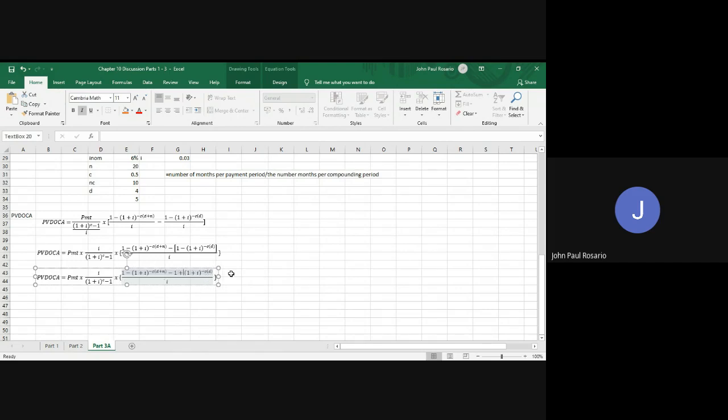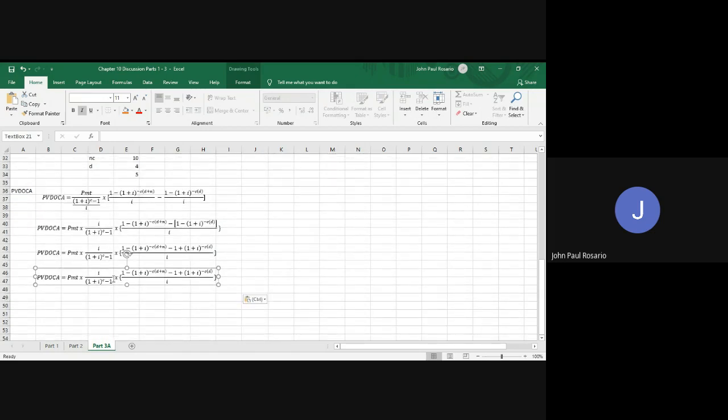plus I negative CD. Okay, so after this, let's simplify our equations further. Now I will be cancelled out. So meaning this will now be transferred to this side, because your I will now be replaced by this whole equation. Because when I is cancelled out, we will now have 1 as our denominator. So we will multiply that to this expression.